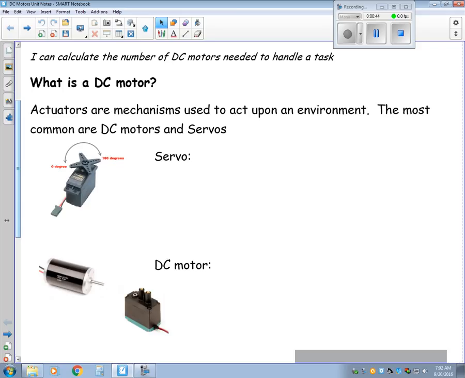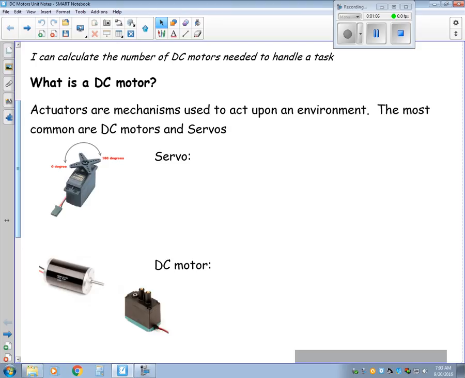It alternates between positive 120 volts and negative 120 volts, or 110, negative 110, somewhere around there. DC is direct current, so it stays at a constant current, or a constant voltage. So for us, it's going to stay at a constant 7.2 volts. So it's a direct current.